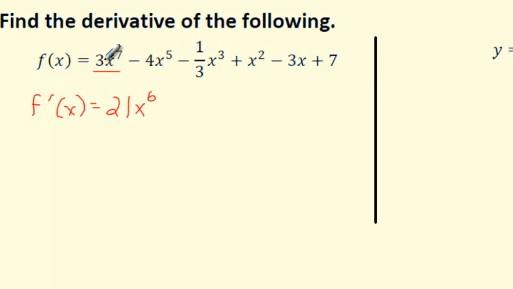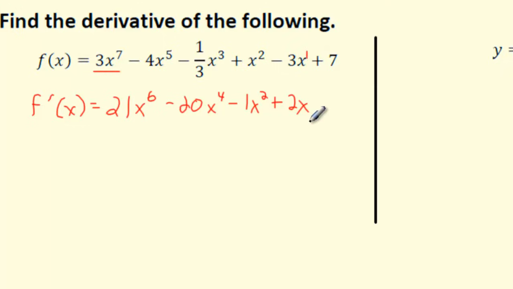I'm going to go 7 times 3 is 21. Then I'm going to drop the exponent 1, so it's 6. So what's going to happen here? 5 times 4 is 20. Drop the exponent down 1 is 4. And what am I going to do here? 3 times a third is 1. Drop the exponent down to 2. If there's no coefficient, 2 times 1 is 2. Drop the exponent down to 1.